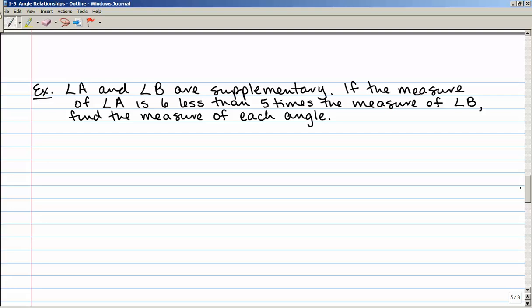So here's an example. Angles A and B are supplementary. If the measure of angle A is 6 less than 5 times the measure of angle B, then find the measure of each angle. So I know that the two angles are supplementary, so I know they're going to add up to 180.